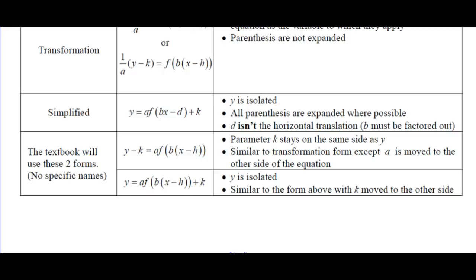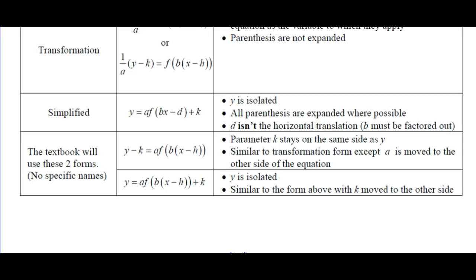The textbook will use these two forms for which there are no specific names. So y minus k is equal to a times f of the factored form. They've got the up-down, but the vertical stretch factor is on the right side. It's similar to transformation form, only the a is on the other side. And here the y is isolated, so it's just y equals form.